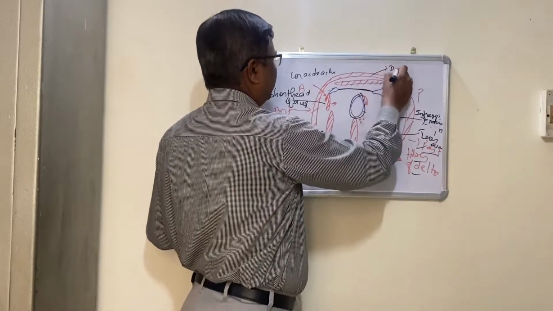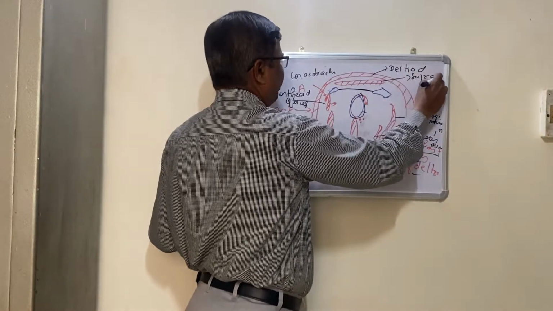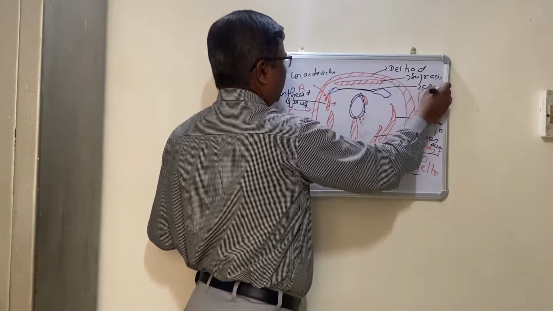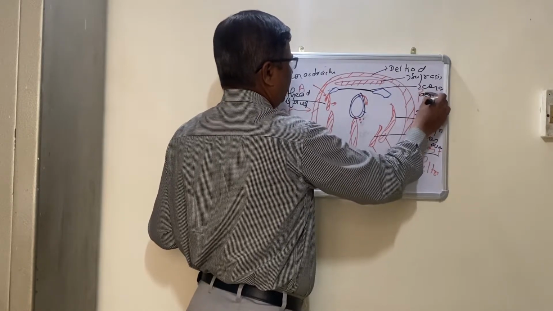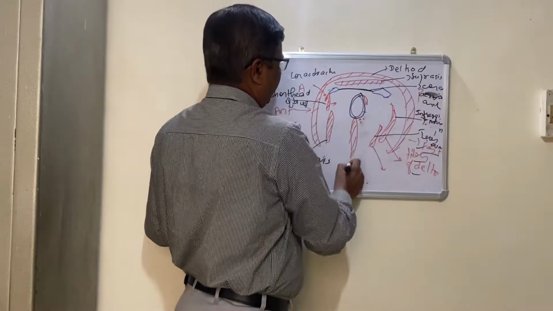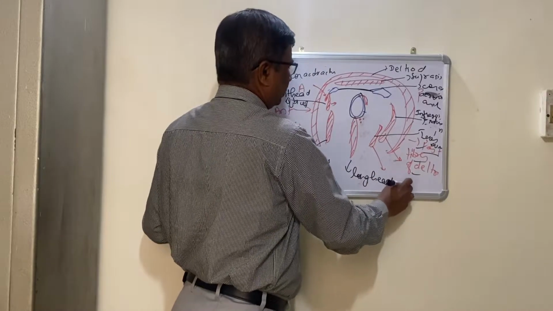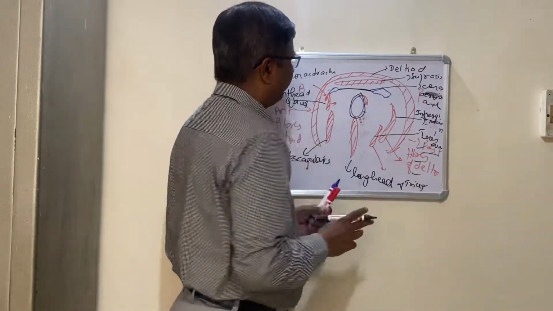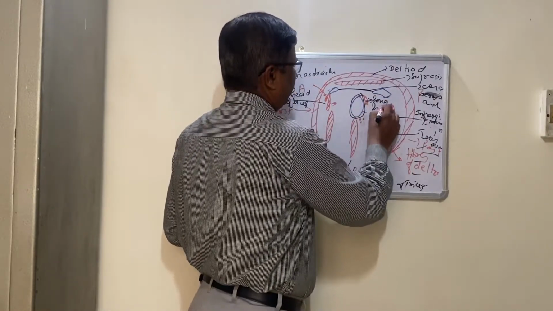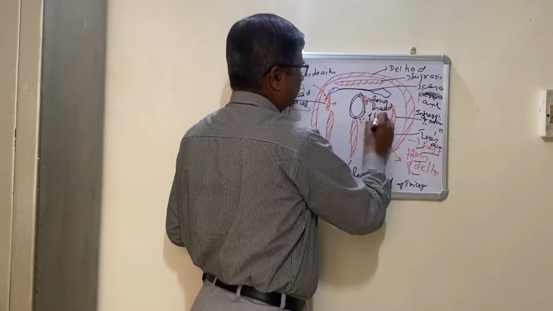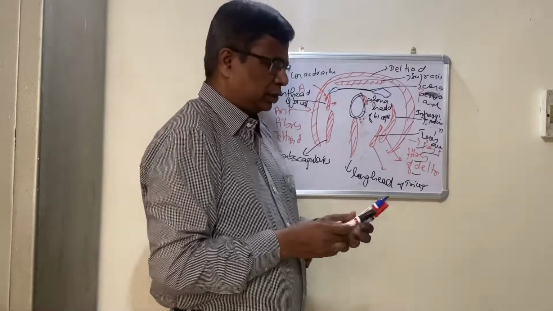Superiorly will be deltoid, supraspinatus and coracoacromial arch. Okay, and inferiorly we will have long head of triceps. Okay, and within the joint, yes, this is very important. Within the joint you will have a long head of biceps. I hope this is clear. So these are the relations of shoulder joint.